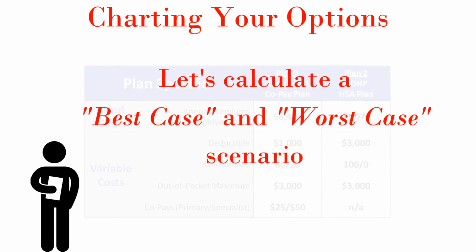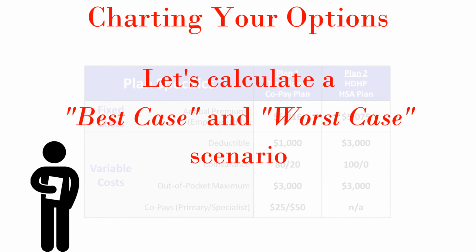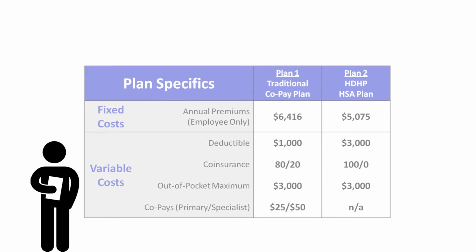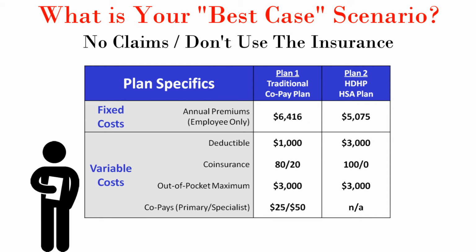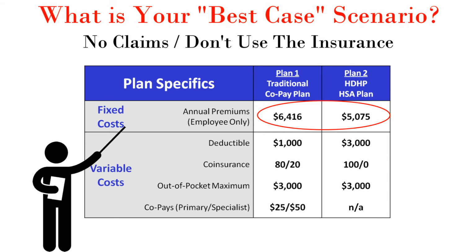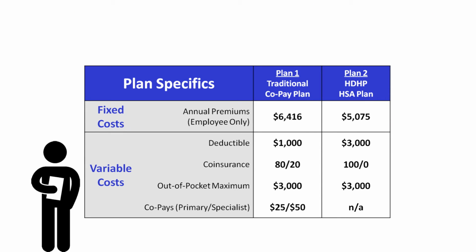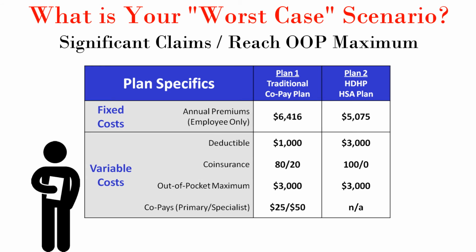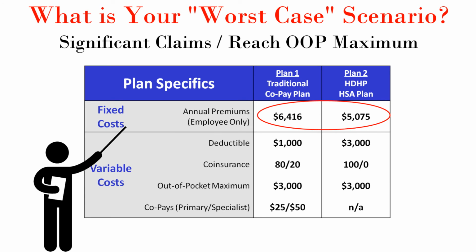A good way to evaluate each plan option is to come up with a best case and worst case scenario. The best case would be that you pay your premiums and then don't use the insurance. In this case, you'd have only paid the fixed costs in our calculation. The worst case would be if you experienced a significant amount of claims which caused you to meet your out-of-pocket maximum under each plan. In this case, you'd then have paid both the fixed and variable costs in our calculation.